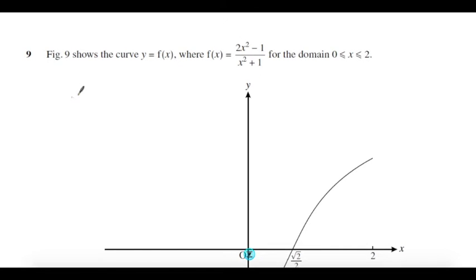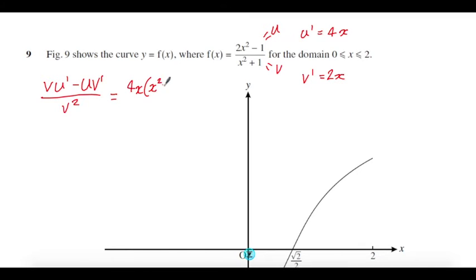So hopefully you spot, if we're differentiating, this is going to be the quotient rule. So this is u, this is v. So u dash is 4x, v dash is 2x. So we've got to do v du minus u dv over v squared, and it has to be in that order. So v du is 4x, x squared plus 1. U dv is minus 2x, 2x squared minus 1. Let's double check that. Good. You can see here again, room for error, over x squared plus 1, all squared.